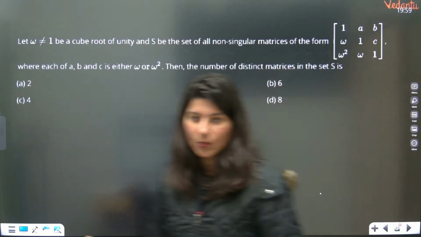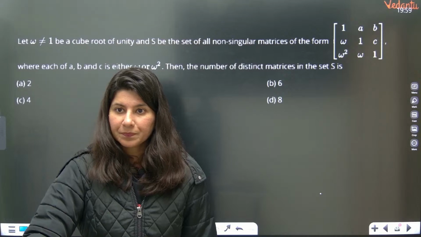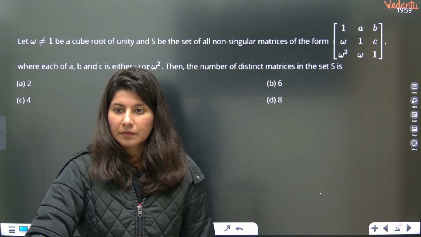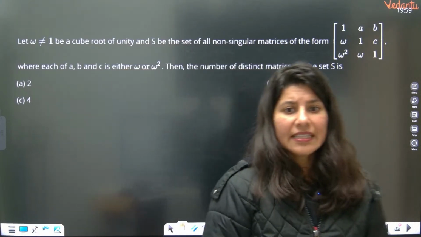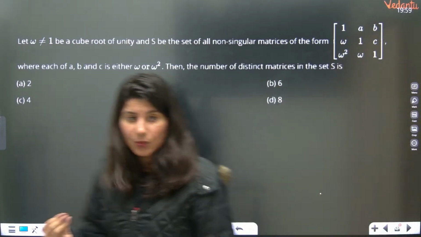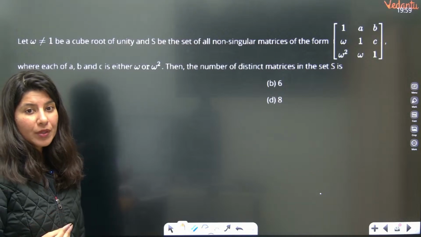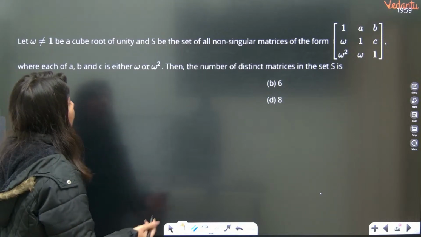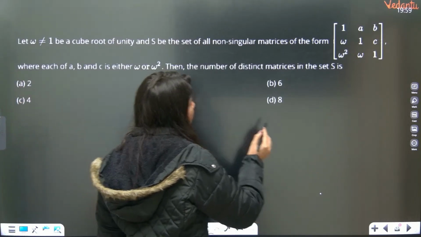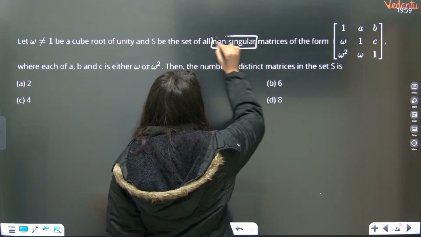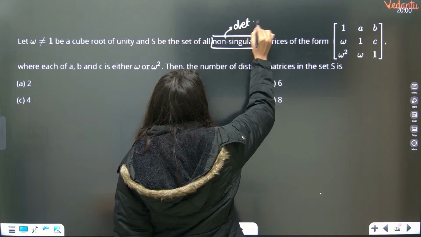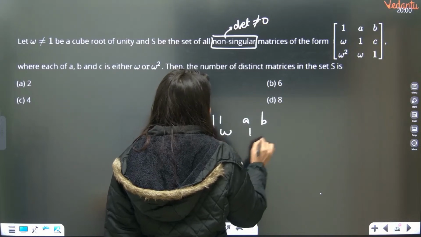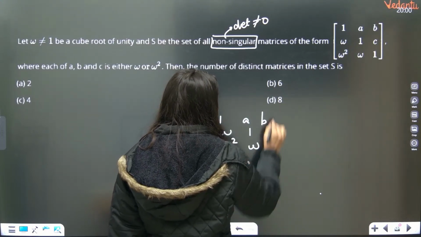And now we have this question. This question says that omega not equal to 1 be a cube root of unity. So omega is a cube root of unity, that we already know. We are aware of omega, right? And S be the set of all non-singular matrices. Now, can anybody tell me what is non-singular? Non-singular means determinant not equal to 0. So this whole question is all about the determinant being not equal to 0.